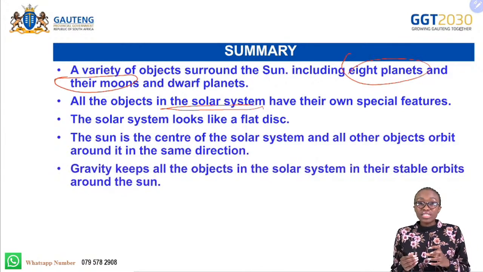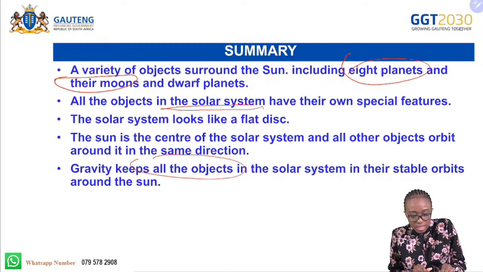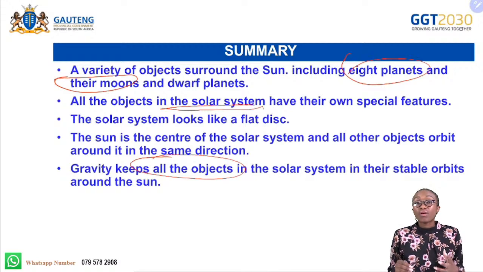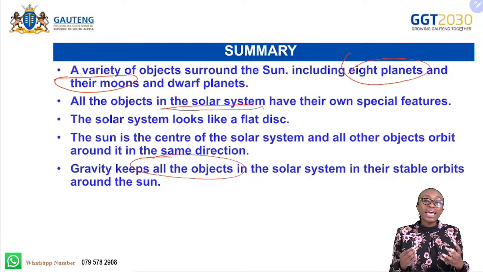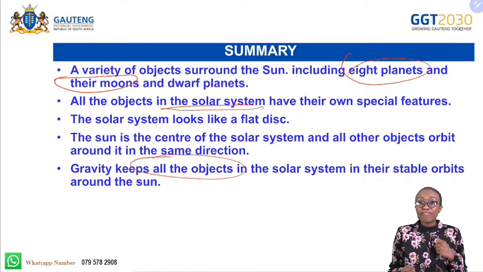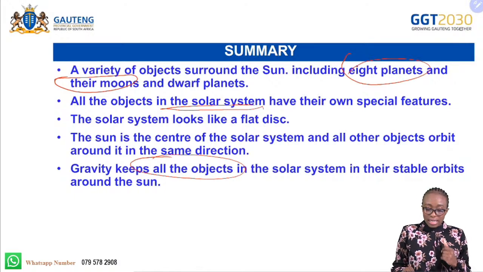Now, gravity keeps all the objects in the solar system in their stable orbits around the sun. That's why we're not going to fall off, because the energy that comes from the sun and its great gravitational pull keeps us and all the other objects. It keeps the Earth and the other planets and the dwarf planets and all their moons orbiting and stable around the sun. That very powerful energy and gravitational pull of the sun.